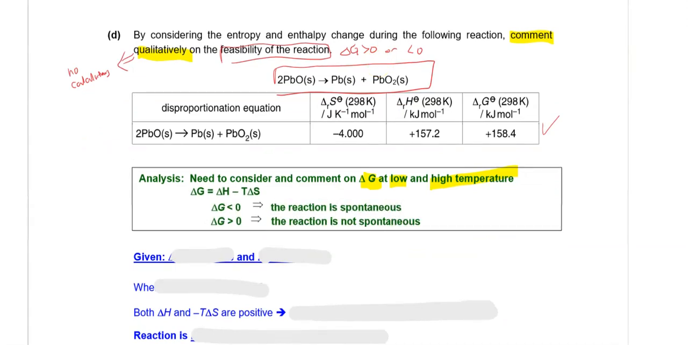So this is what I mentioned. Delta G more than 0 is non-spontaneous. Delta G less than 0 is spontaneous. So we're going to make use of this equation: delta G equals delta H minus T delta S.